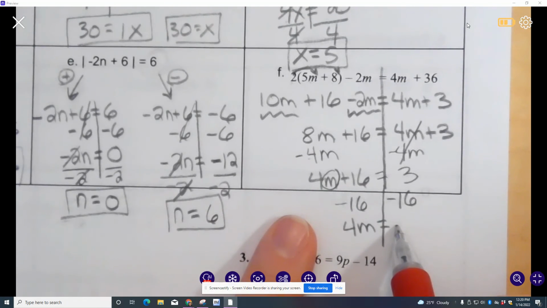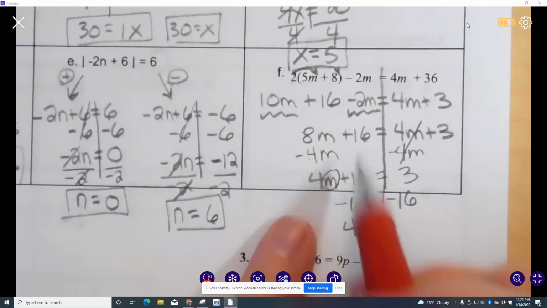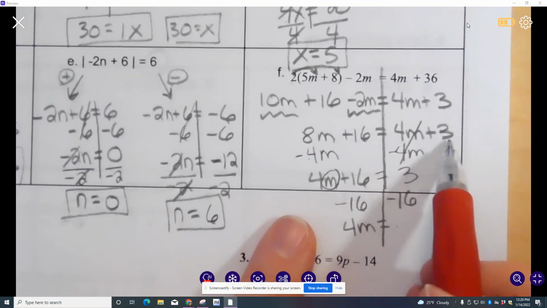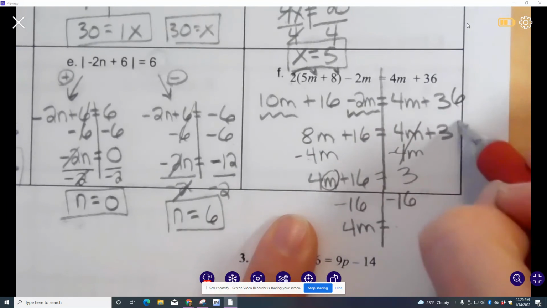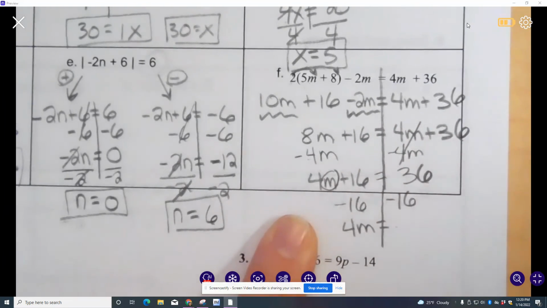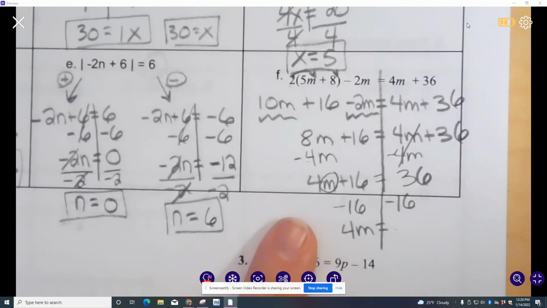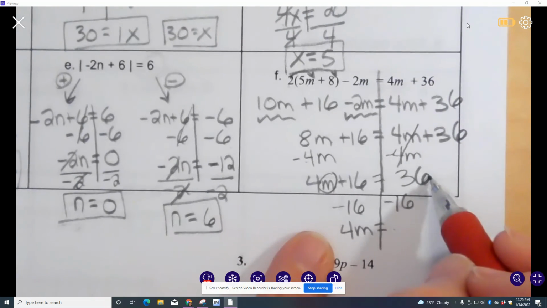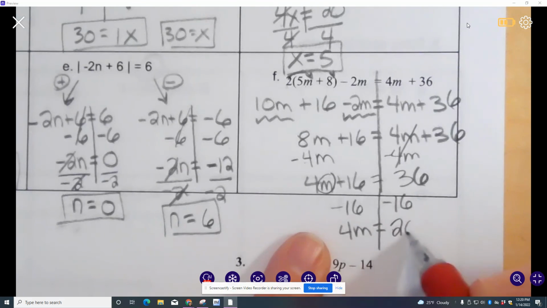negative 13. Oh, I feel like something is wrong here because I should be getting a whole number. Let's see if we can find, oh, I forgot the 6 here. This is a 36. There we go. Add that 6 in. Now this makes more sense. 36 minus 16 is 20.